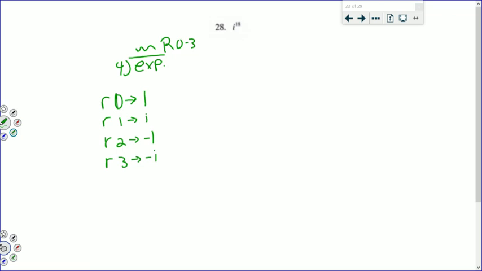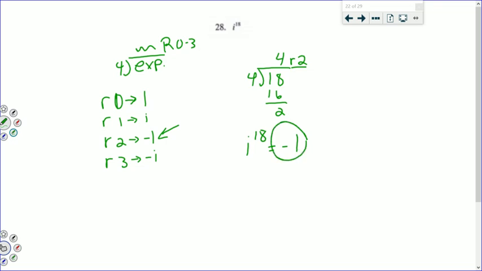So if we take 18 and divide that by 4, we know that 4 is going to go into 18 4 times, which is going to give us 16. Subtract, we're going to get remainder 2. Since we have remainder 2, we are looking right here. So i to the 18th power is going to be negative 1. That is what i to the 18th power is equal to. All right? Cool. On to the next problem.